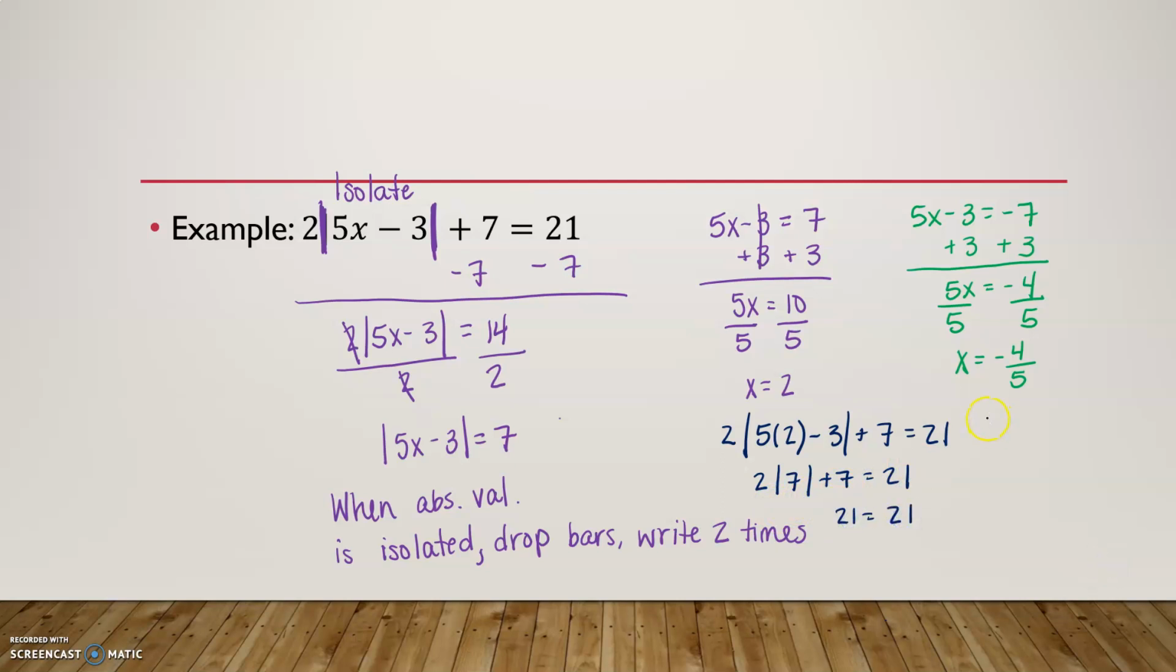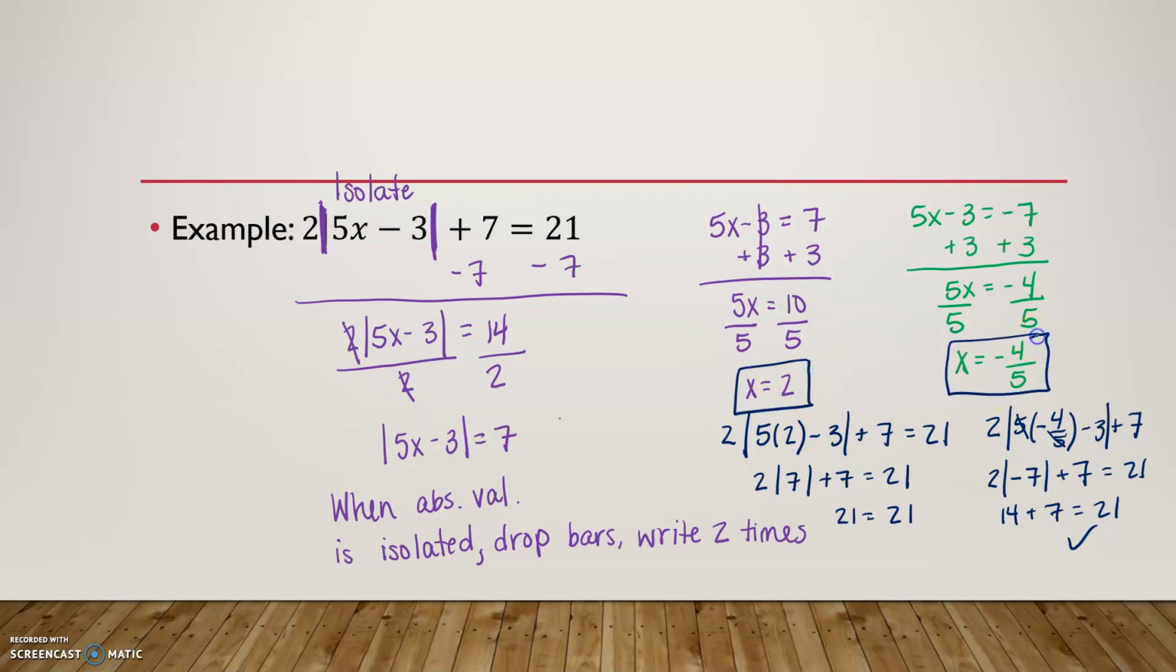Over here, I'd have 2 times the absolute value of 5 times negative 4/5 minus 3, plus 7. And so 5 times negative 4/5, the 5s would cancel out, and I would just get negative 4. So I'd have 2 times the absolute value of negative 7 plus 7. Well, this would give me a positive 14 plus 7 equals 21, and that is a true statement. So both of these are valid answers.